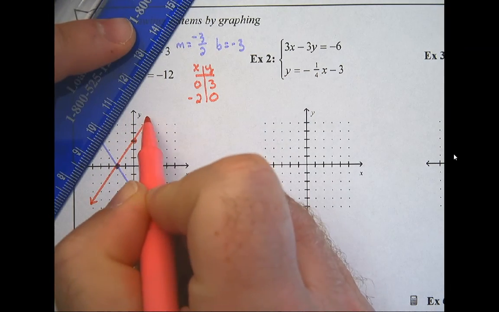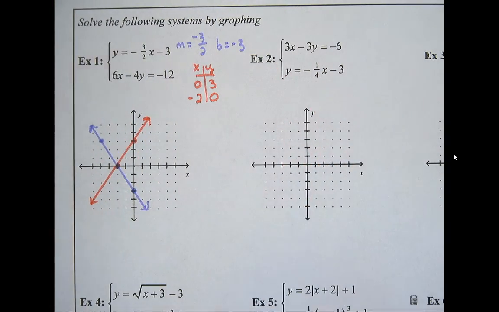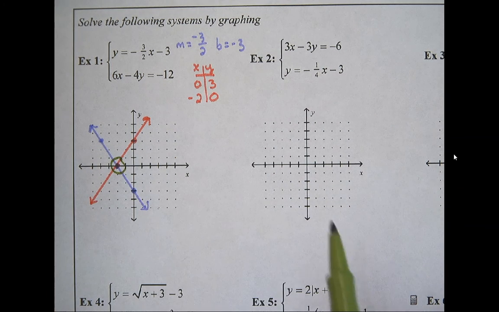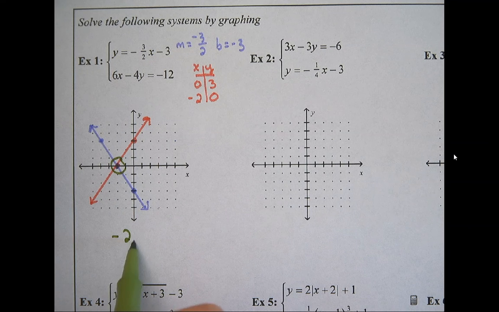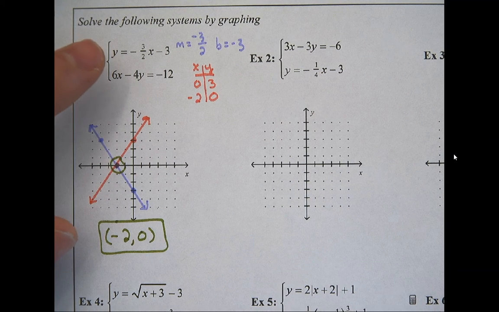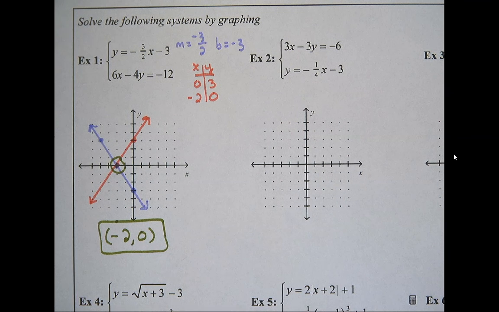Now don't forget, the picture alone is not the solution. The solution is where these two lines intersect. So I like to circle it to remind myself that that's my solution, and then I actually write the answer as a coordinate pair. -2, 0. If I plug that into the first equation, it would work. If I plug it into the second equation, it would also work.